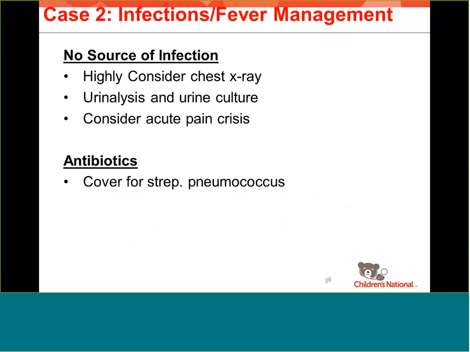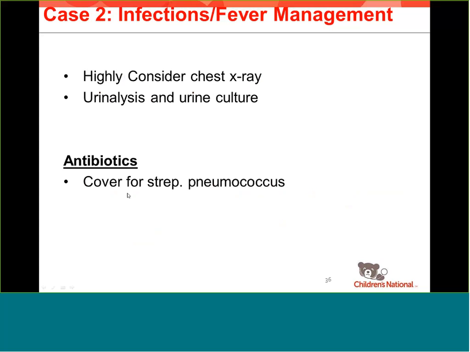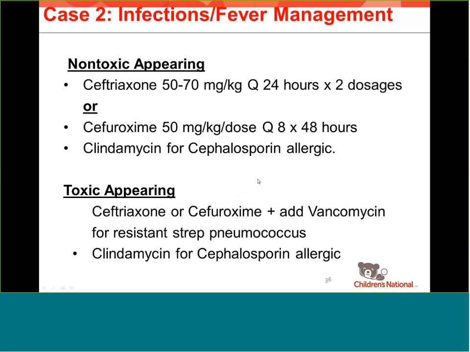Considering no source of infection, we highly consider chest x-ray, urinalysis, and culture. It doesn't have to be catheter associated, it can be just a clean catch. Also consider acute pain crisis, antibiotic coverage for strep pneumococcus. And these are the cases we do give.